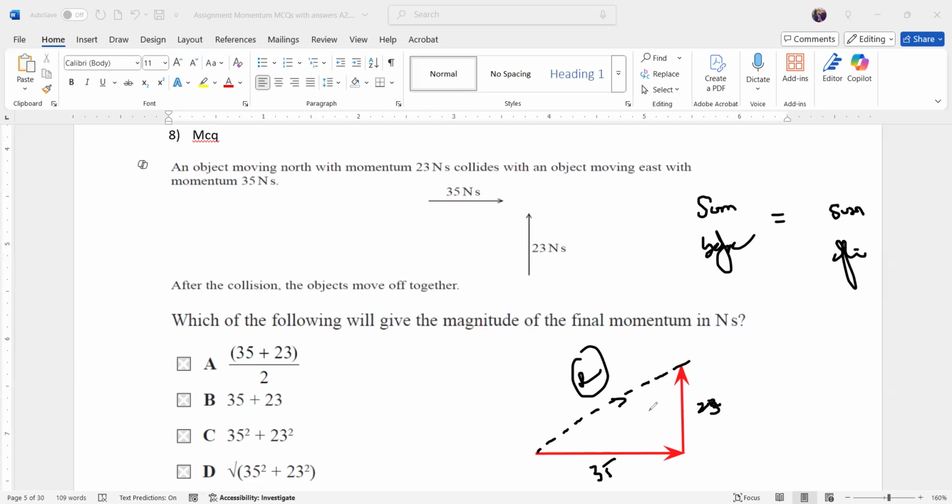Because it is making a right angle triangle, for a right angle triangle, the resultant is the hypotenuse. So we can use Pythagoras theorem. So it will be the square root of 35 square plus 23 square, because base square plus perpendicular square under a root will give us the resultant. So what is the resultant? So D will be the resultant, the magnitude of the resultant, I mean.